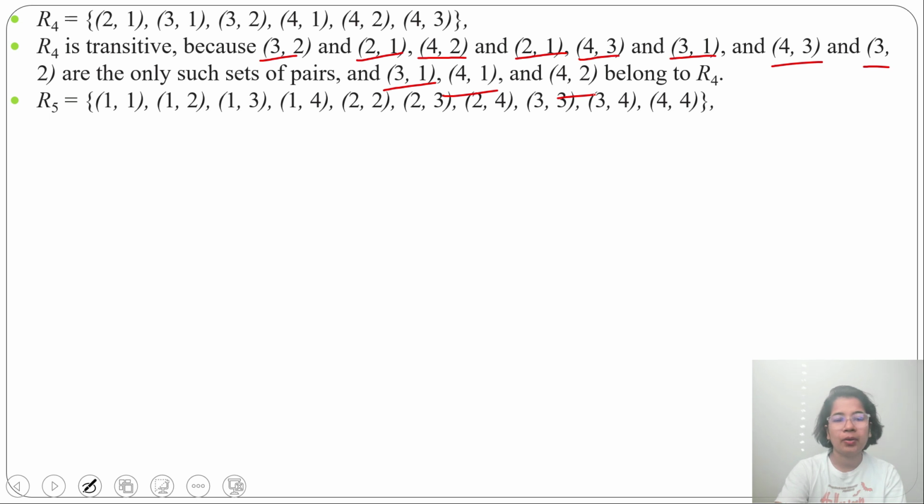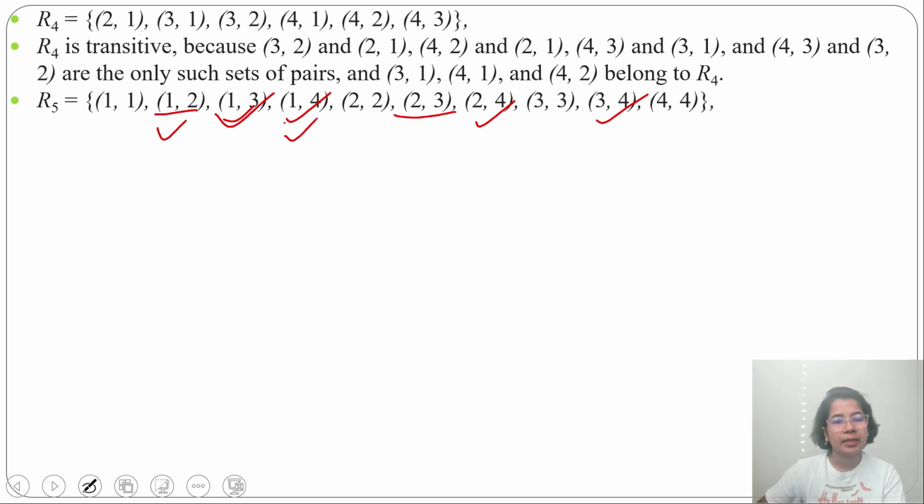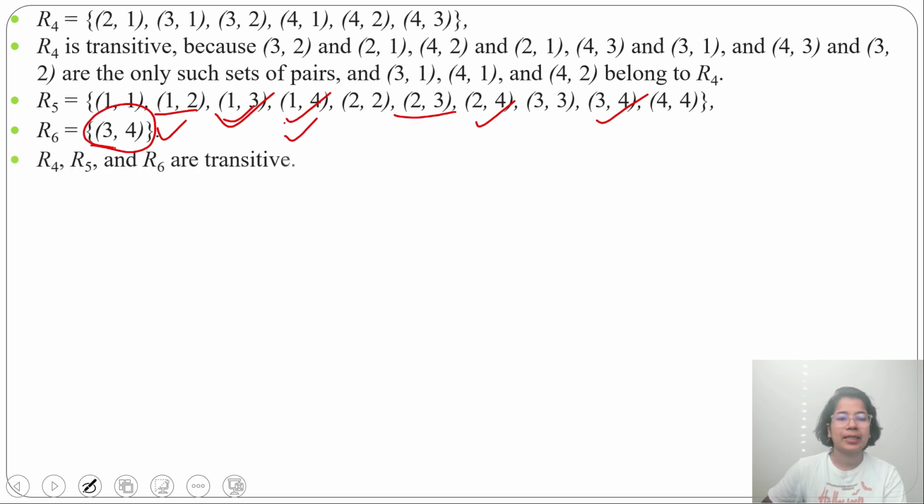Next R5. It contains (1, 1), (1, 2), (1, 3), (1, 4), (2, 2), (2, 3), (2, 4), (3, 3), (3, 4), (4, 4). Now (1, 2), (2, 3), so (1, 3) should be present. Yes, it is present. (1, 3), (3, 4), so (1, 4) should be present. It's present. (1, 2), (2, 4), (1, 4) is present. Yes, all required pairs are present, hence it is transitive. Next R6, just (3, 4). It is not in the form (a, b), (b, c). Whenever (a, b), (b, c) is present, then (a, c) must be present. Here just (3, 4), one ordered pair, hence it is transitive. So we found R4, R5 and R6 are transitive.